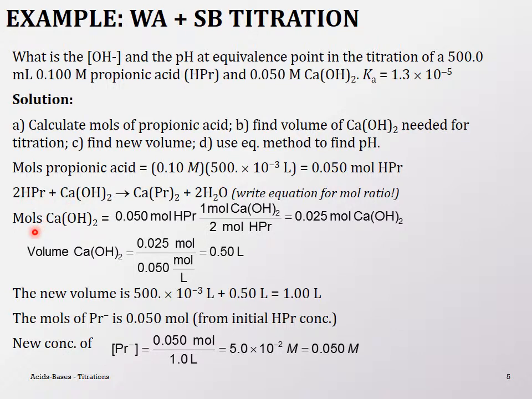So here is our calculation, and this is just showing you the mole ratio. The moles of calcium hydroxide needed are the 0.05 moles of HPr, times the mole ratio, 1 mole of calcium hydroxide to 2 moles of propionic acid, and that gives us 0.025 moles of calcium hydroxide. Once we know the moles of calcium hydroxide that we need, we can calculate the volume using the molarity. Moles divided by molarity gives us the volume, which is then 0.5 liters.